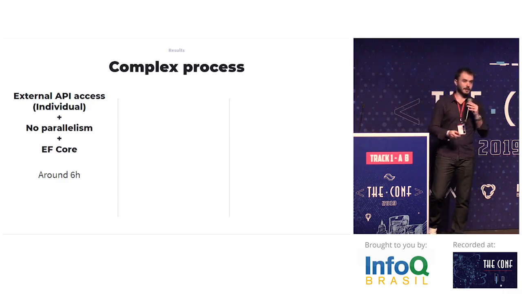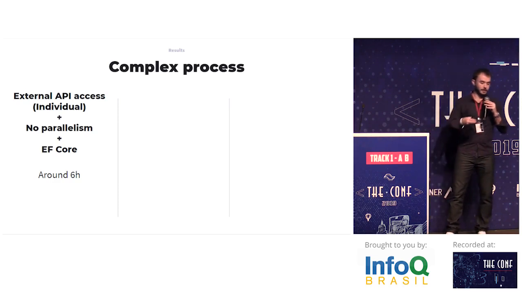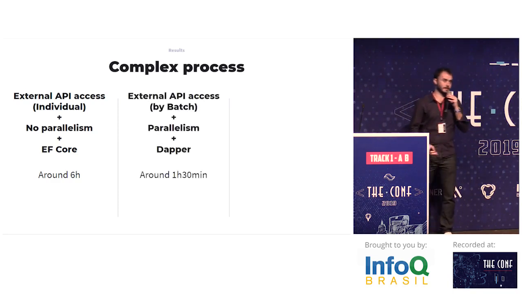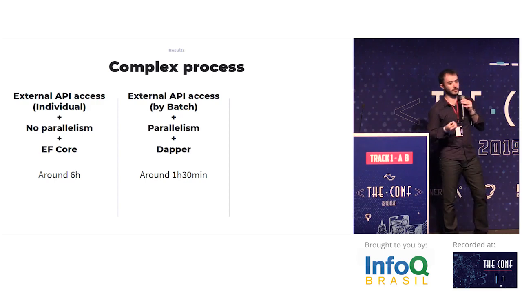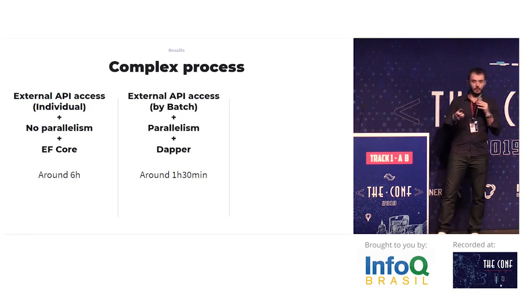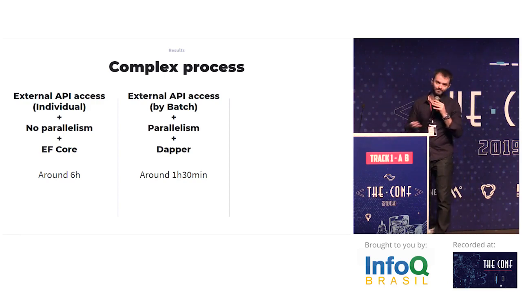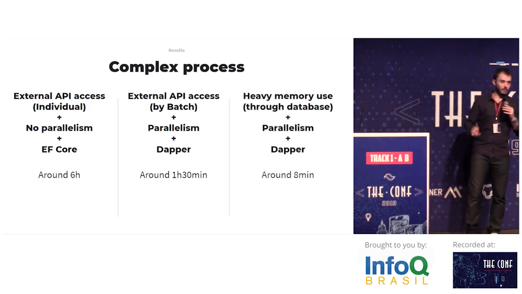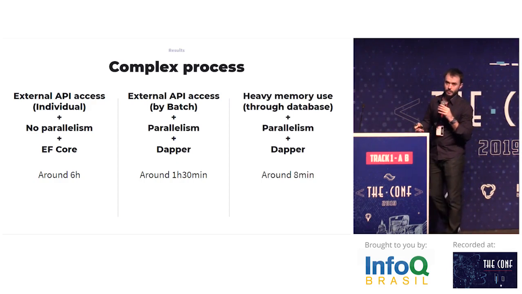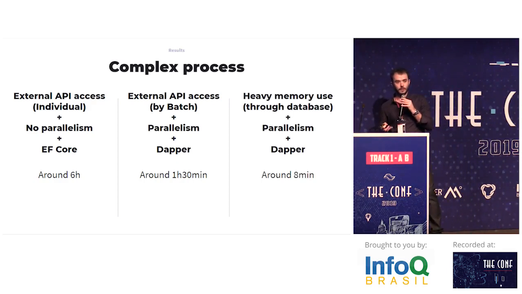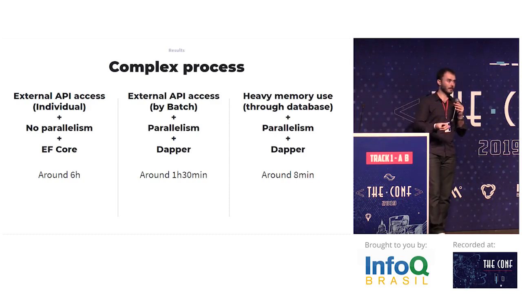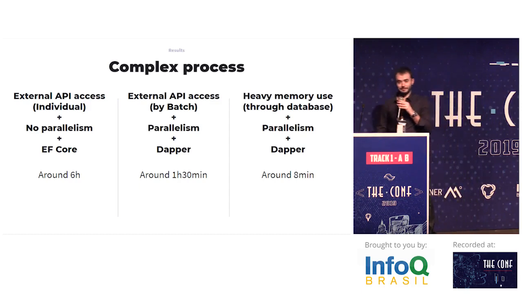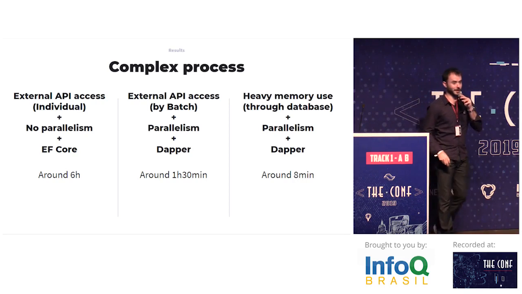So we have a system that does a lot of external API access, has had no parallelism, and used EF Core. So we changed this to access the external API by batch. We added some parallelism to it and used Dapper to make sure we got to around 1.5 hours. So not good, but a lot better actually. And we were actually able to access this API's database. So we are no longer accessing an API, a SOAP API actually. Well, SOAP, I'm not gonna badmouth anything, but yeah, it's bad.